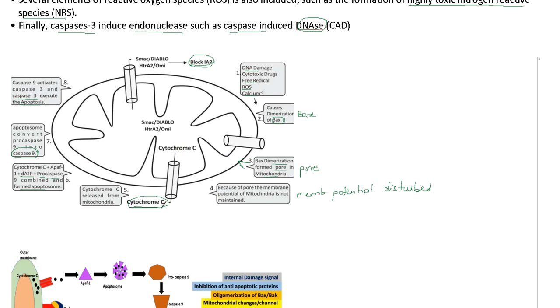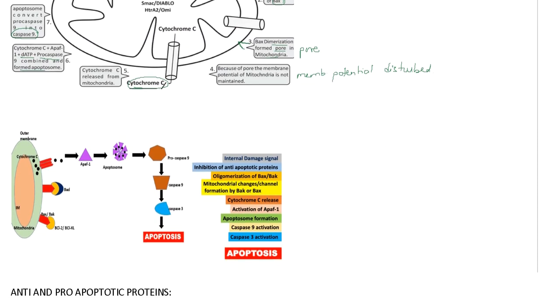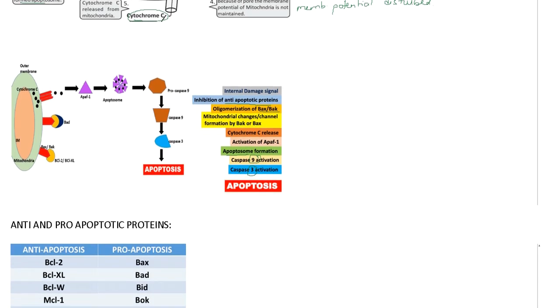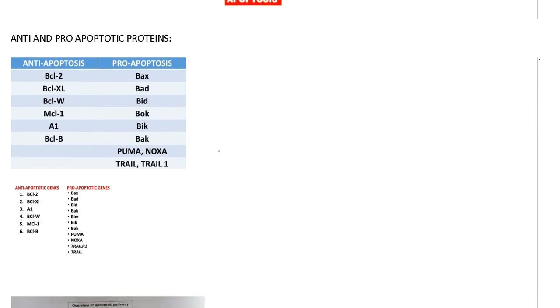So this was about the intrinsic pathway. If we discuss the steps again, first of all, there is an internal signal, Bax polymerization. The anti-apoptotic protein should be inhibited. Pro-apoptotic protein multimerization, oligomerization or dimerization will be there. Bax is formed. Bax forms a pore. Cytochrome C, APAF1 and procaspase 9 combine to form the apoptosome. Caspase 9 will be formed, then caspase 3 will be formed. Caspase 3 is the executioner caspase.